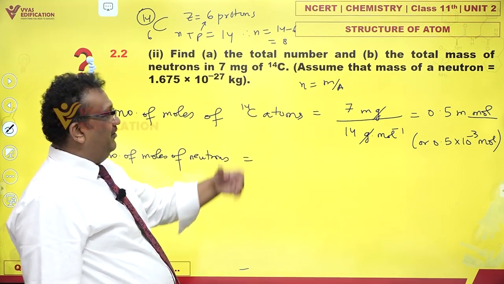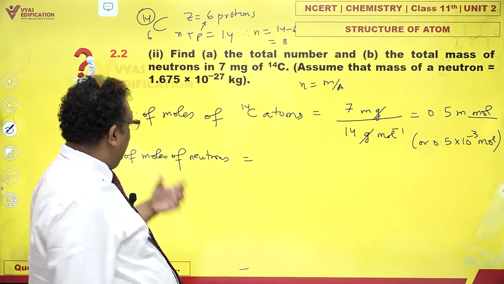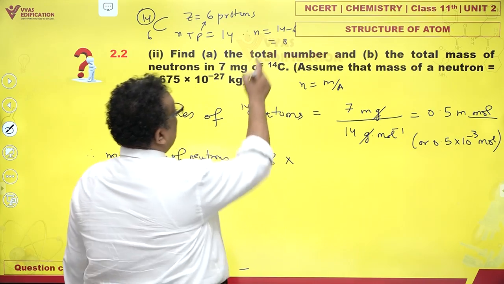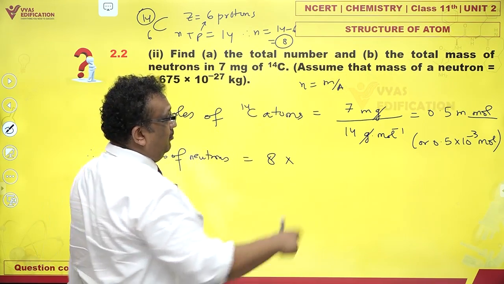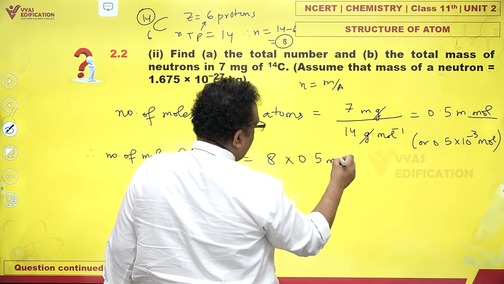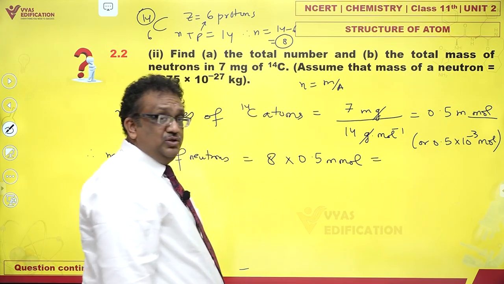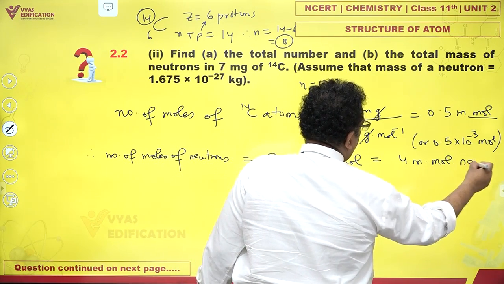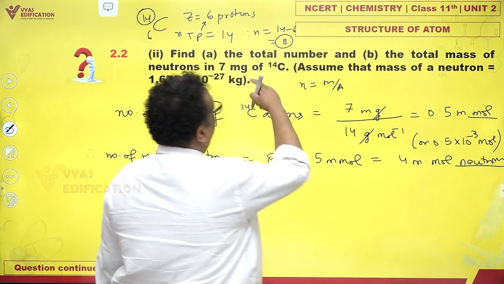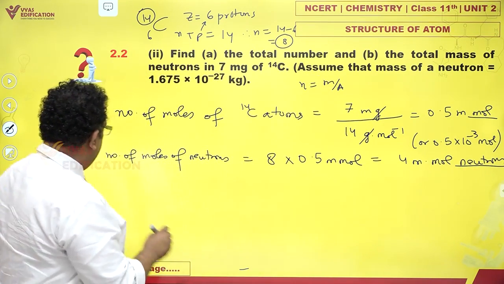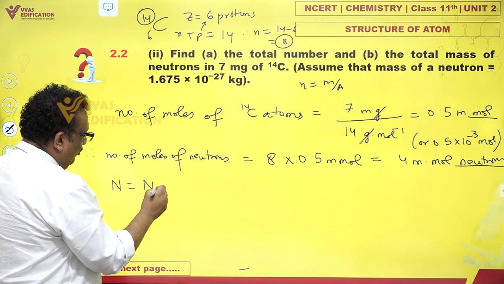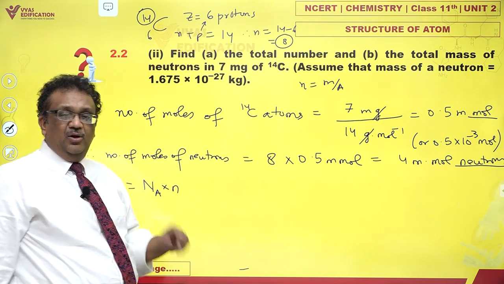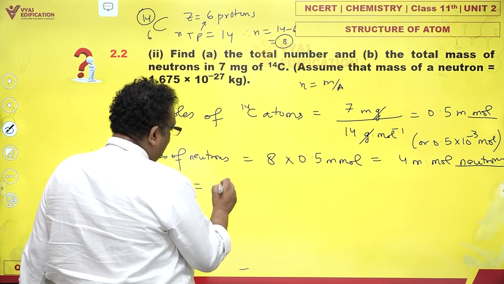In the same fashion, if I have one atom that contains 8 neutrons, and I have so many atoms, then the number of neutrons will be 8, the number of neutrons present in one atom, multiplied by the number of moles of atoms, that is 4 millimoles of neutrons. But they have wanted not the moles but the number. And I use the formula: the number of atoms or molecules N is Avogadro's number into the number of moles of that substance.